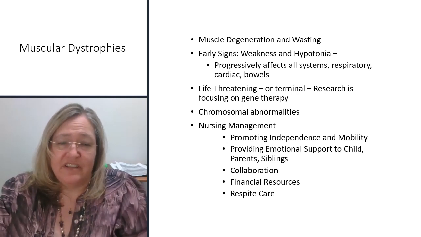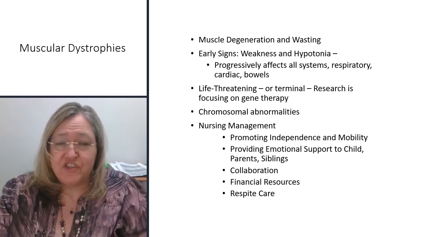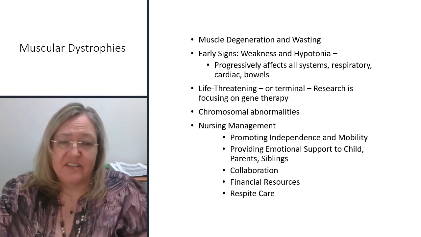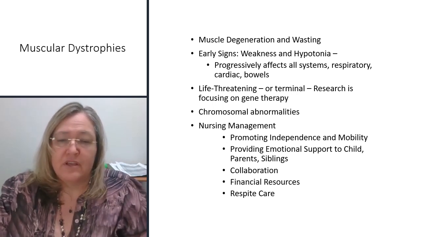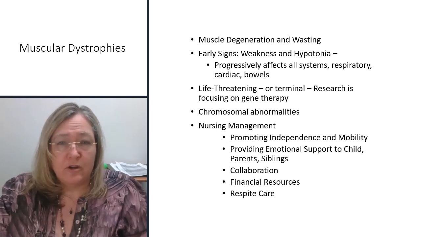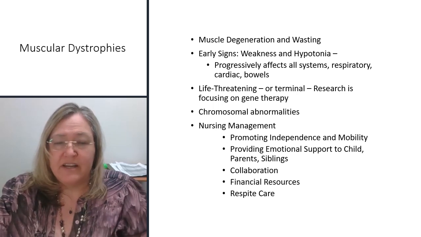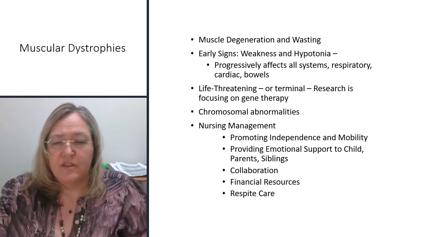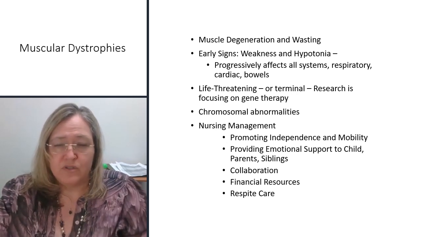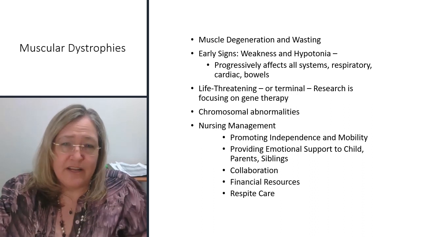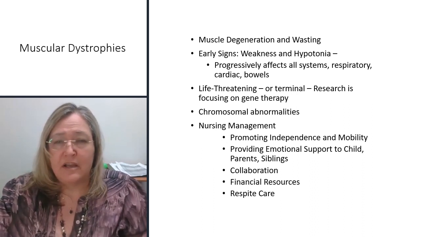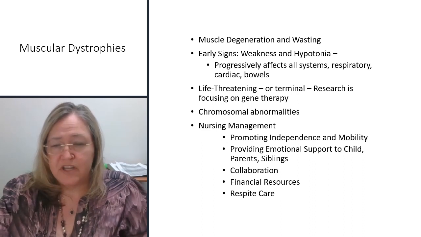Muscular dystrophies. Muscular dystrophies are a degenerating disease and a wasting disease. So that means that muscles will become progressively weaker, leading to hypotonia eventually. And it progressively affects all the different systems of the body. And so there's a shortened lifespan with this. But anything, part of your body that has a muscle becomes weaker. And that includes the respiratory, the cardiac, and the bowels. So it's life-threatening, progressively getting worse and worse, and usually ends up being terminal over time.